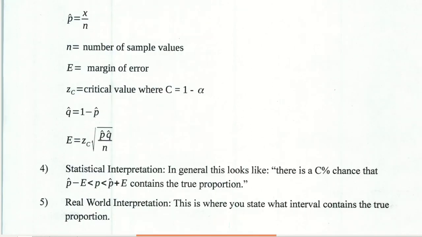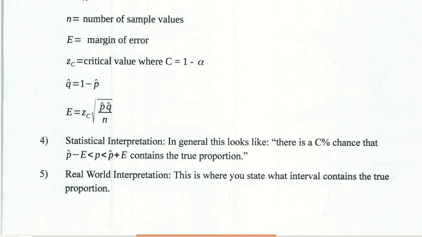So then we do the statistical interpretation. So we say something along the lines that there's a C% chance, that's our confidence level, that the interval p hat minus e less than p less than p hat plus e, there's our point statistic plus or minus the margin of error, contains the true proportion. Then we say this in words, so that interval contains the true population proportion.